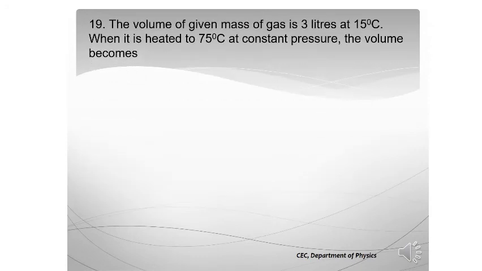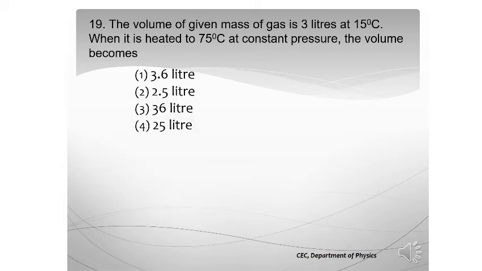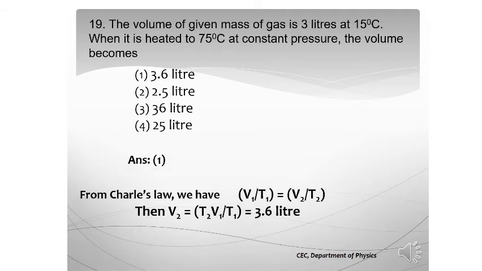The volume of a given mass of a gas is 3 liters at 15 degree centigrade. When it is heated to 75 degree centigrade at constant pressure, the volume becomes 3.6 liter, 2.5 liter, 36 liter, 25 liter. Answer is 1, 3.6 liter. This is calculated using Charles' law, that is V1 by T1 equal to V2 by T2. Rearranging, we write the equation V2 is equal to T2 V1 by T1. Substituting the values, we get 3.6 liter.